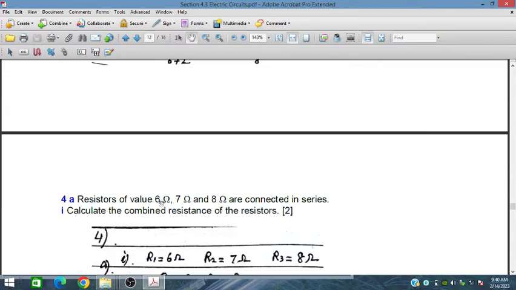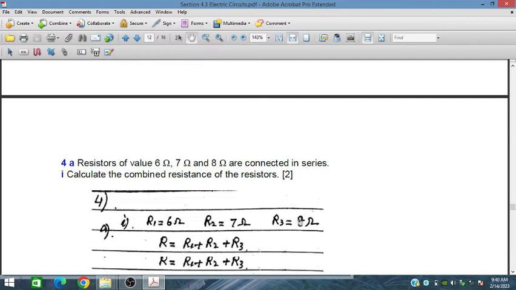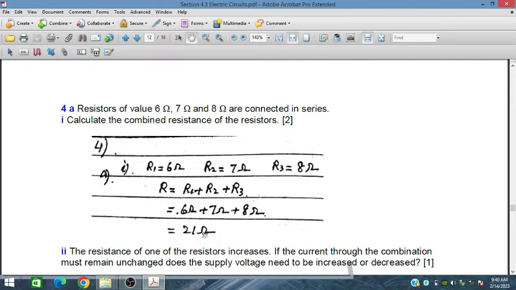Resistances of value 6 ohms, 7 ohms and 8 ohms are connected in series. Calculate the combined resistance of the resistors. So 6 plus 7 plus 8 is equal to 21 ohms.